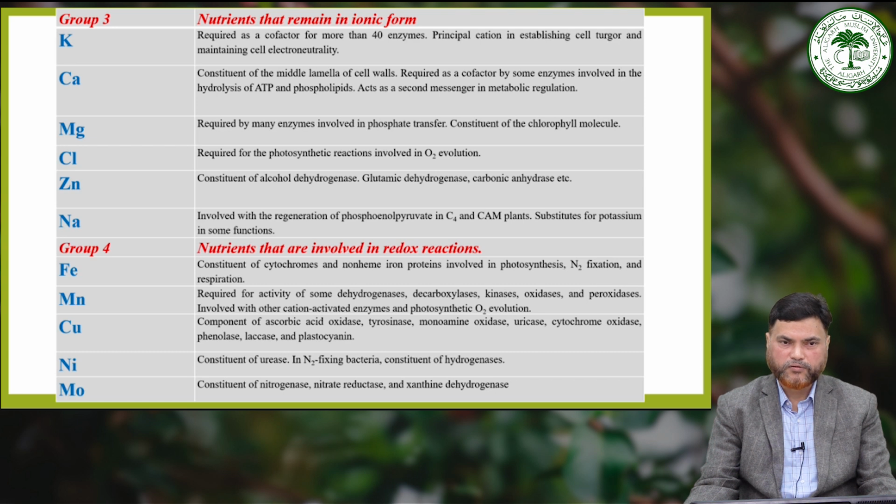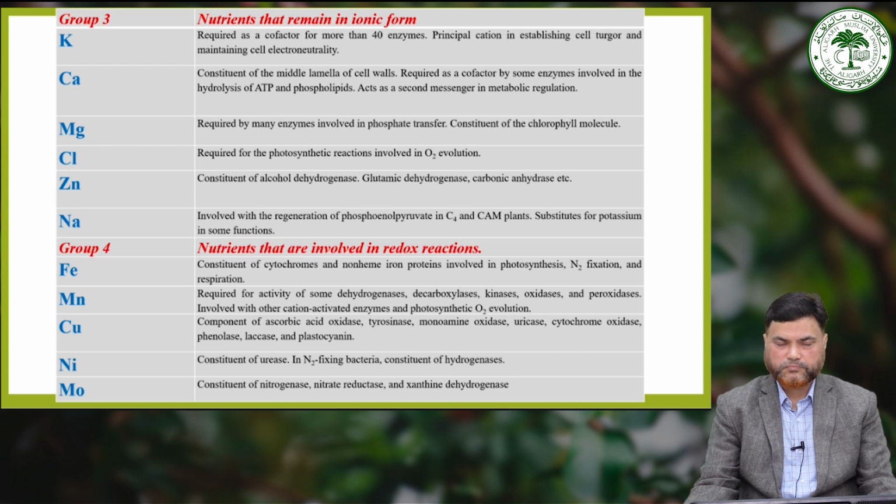Now, the next very important element present in group 4 is copper, which is a component of numerous enzymes involved in reactions including ascorbic acid oxidase, tyrosinase, monoamine oxidase, uricase, cytochrome oxidase, phenolase, laccase and plastocyanin. So, the presence of copper is very crucial for electron transfer processes and maintaining cellular redox balance.